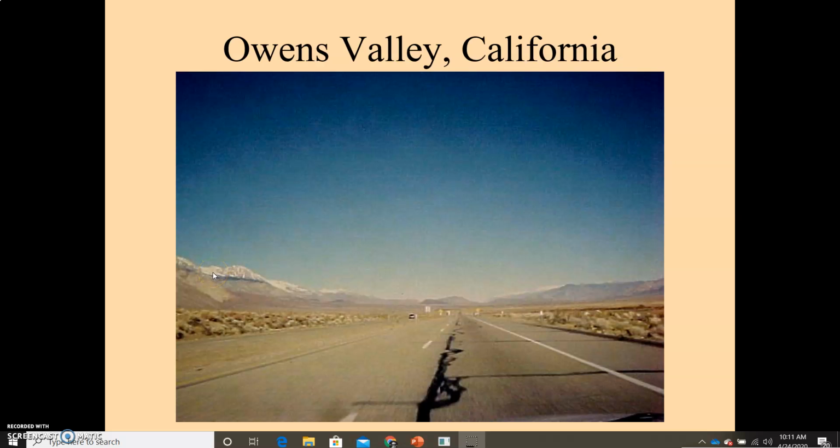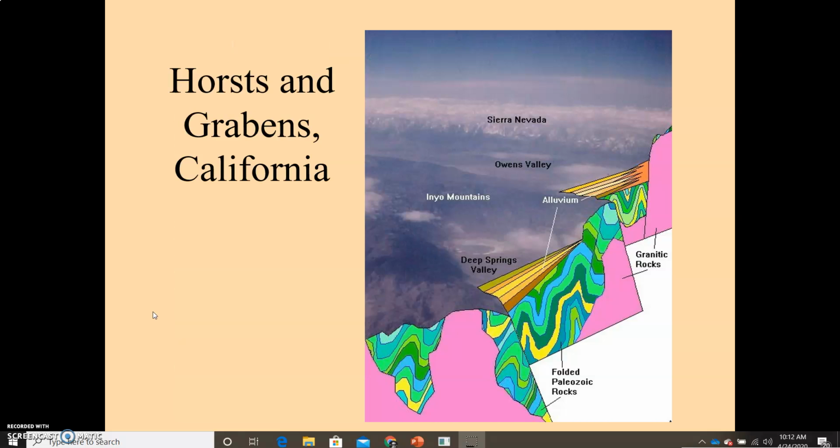And here's an example out in Nevada or California. So here are going to be the Horsts, and then in here is probably the Graben. Here's just another model showing you Horsts and Grabens in California.